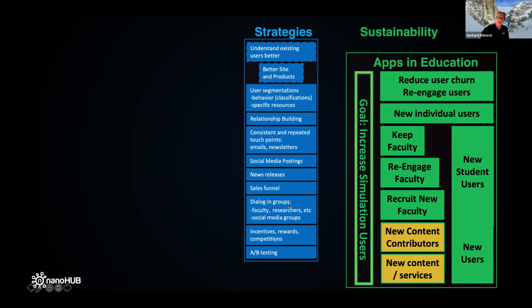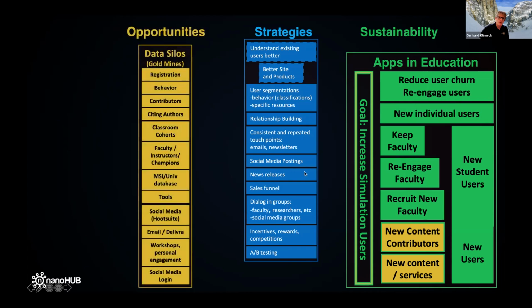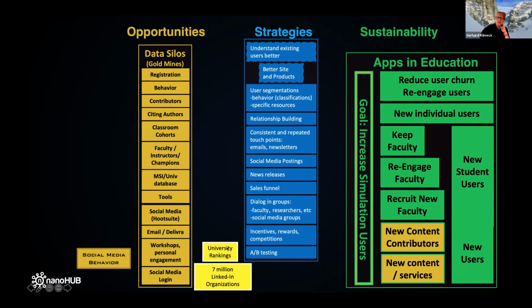And we did all of this sporadically, and we built up huge data silos of information. We have registration information. I showed you classroom behavior. We have behavior and contributions by contributors. We have citing authors, the classrooms, the faculty champions, and lists of universities. So we're sitting on data silos that were completely decoupled. And we also have university rankings and 7 million LinkedIn organizations.